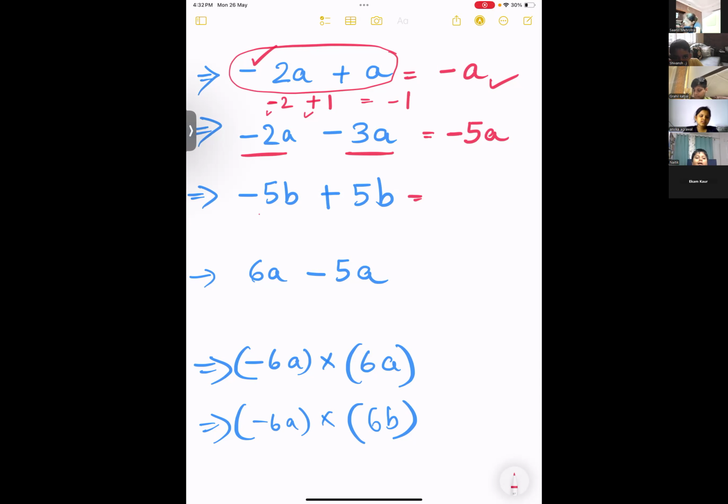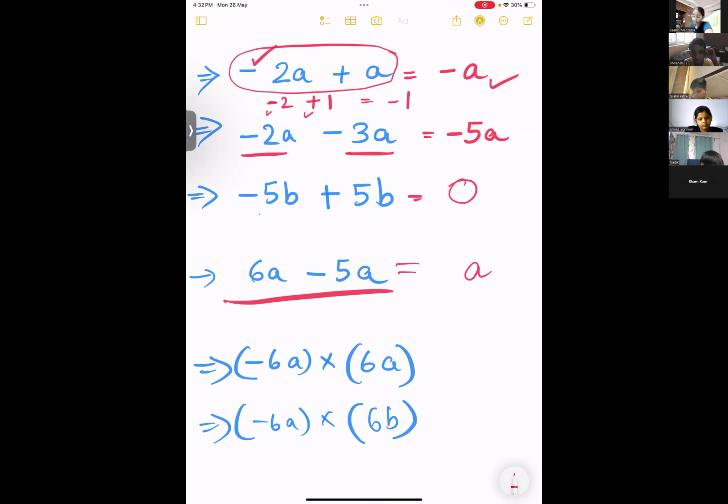Now, minus 5b plus 5b. What are we going to do, Samaira? We are going to subtract. Okay. And what will be the answer? 5b minus 5b? 0. Next, Samaira, this one. 6a minus 5a. What are we going to do? We are going to subtract. So, what is the answer? The answer is 1a.